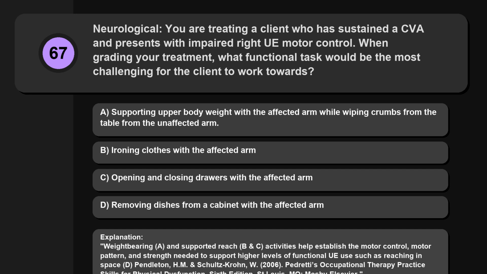Weight bearing, A, and supported reach, B and C, activities help establish the motor control, motor pattern, and strength needed to support higher levels of functional UE use such as reaching in space. D. Pendleton, H. M. and Schultzkrohn, W. 2006. Pedretti's Occupational Therapy Practice Skills for Physical Dysfunction, 6th edition, St. Louis, Mosby Elsevier.